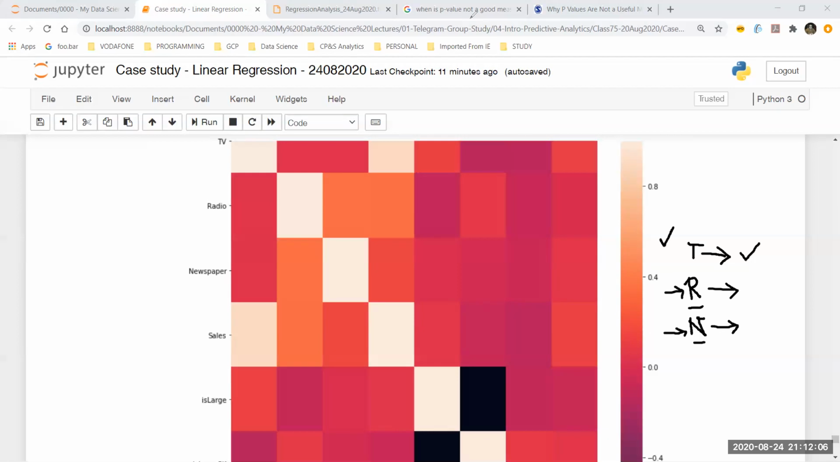Let's go ahead and keep TV and the radio. Out of these two, I'm going to keep only one. So this is one way of handling multicollinearity. This is way number one. Okay, way number two, very straightforward.